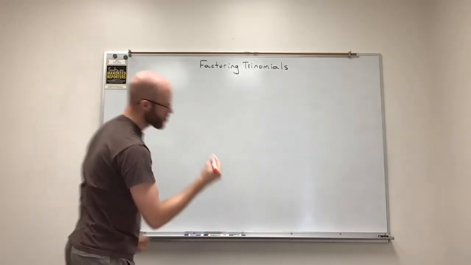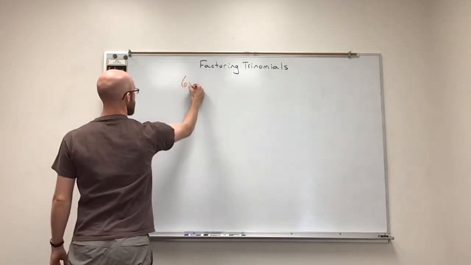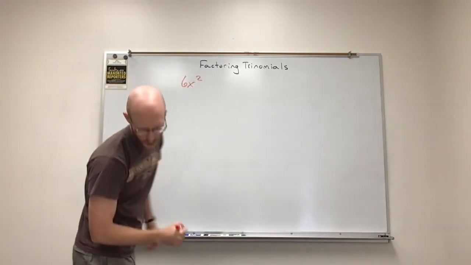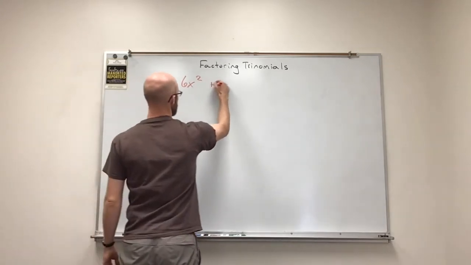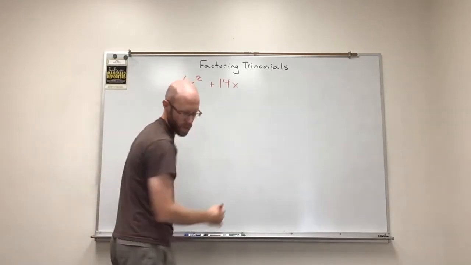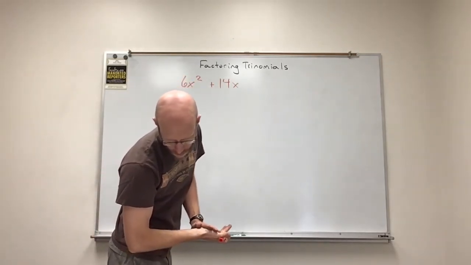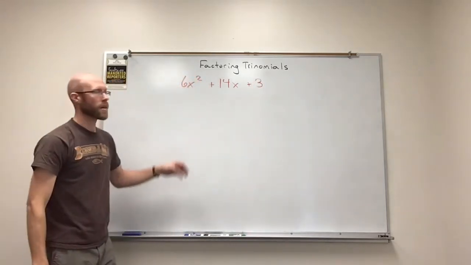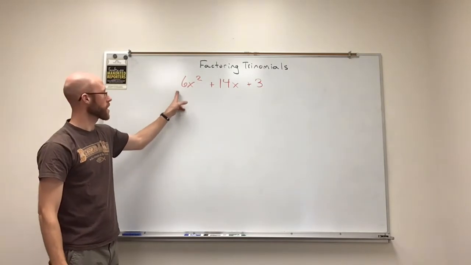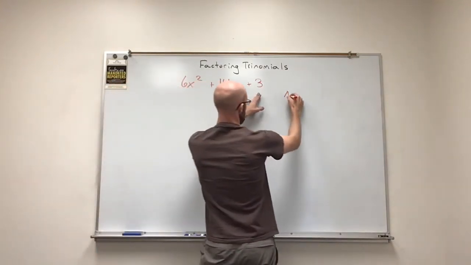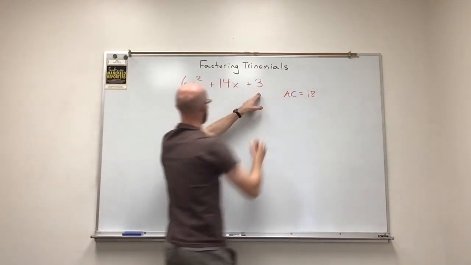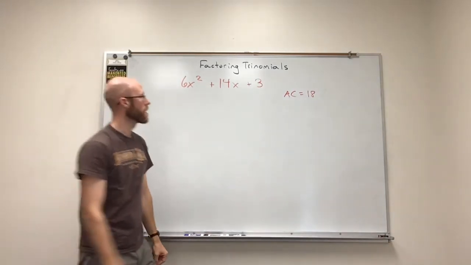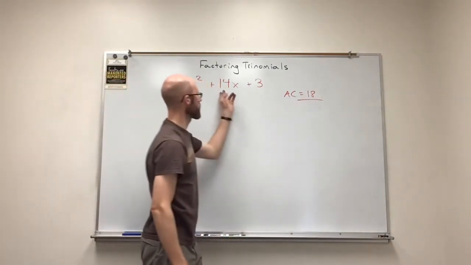All right, let's do 6x squared plus 14x plus 3. Okay, now on this one, I'm going to take again the a times c, which is 18. 6 times 3 is 18. And I want factors of 18 to add up to 14.